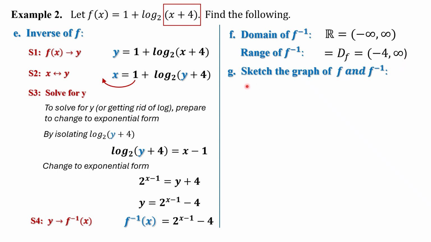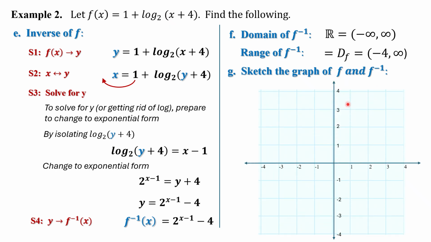Then for the last step, we have to sketch the graph of the function f and f inverse. So let's start graphing the function f. In graphing the function f, based on the information that we saw from a, b, c, and d, we have the vertical asymptote of the logarithmic function, x equals -4. So we're graphing it as a vertical line and it's a broken line. And then after that is the x-intercept, which is -3.5 or -7/2. And then the y-intercept is 3.